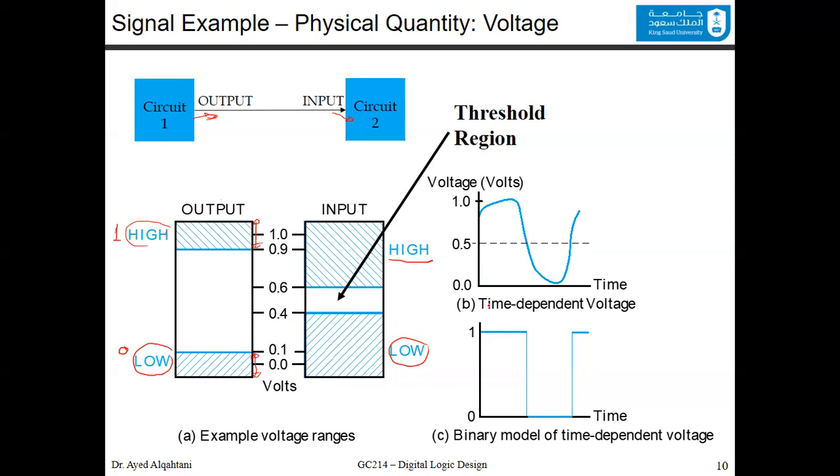You can also see here a time-dependent voltage. This voltage goes between any value from 0.0 to 1 volt. Could be 0.0, 0.1, 0.2, 0.53, whatever value it is. So it could be any value in voltage. But at the end of the day, we would say, okay, this value here, since it follows this range, we call it 1 or logic high. The values here, we will consider logic 0, and so on. This is the binary model.